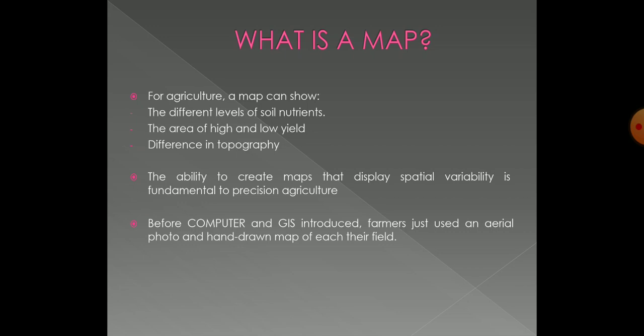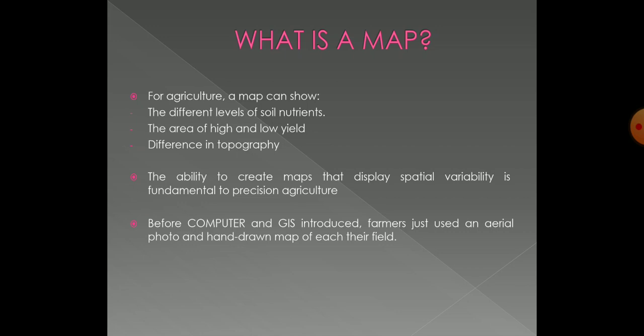So in agriculture, a map can show the different level. This is the example used maps for agriculture. Show the different level of soil nutrients, the areas of high and low yield, and differences in topography. So the ability to create maps that display this spatial variability is fundamental to precision agriculture.